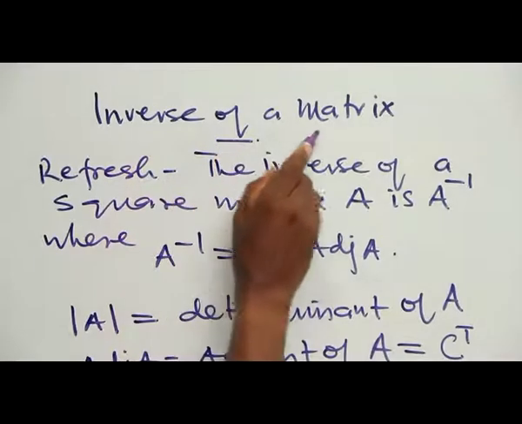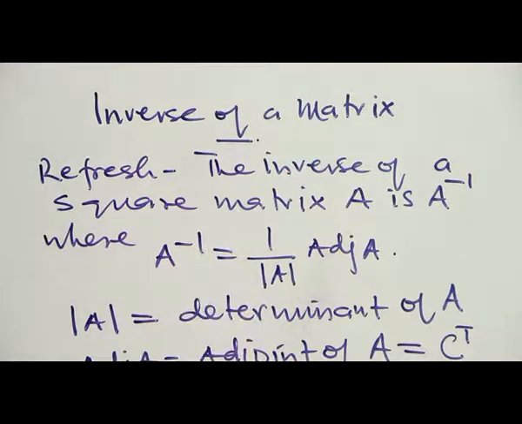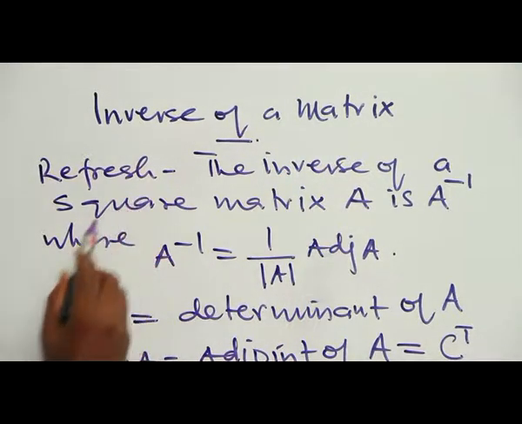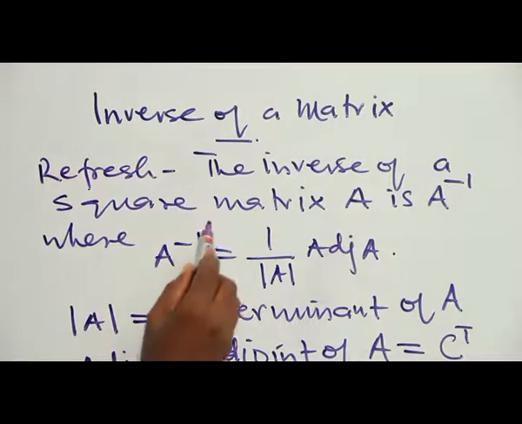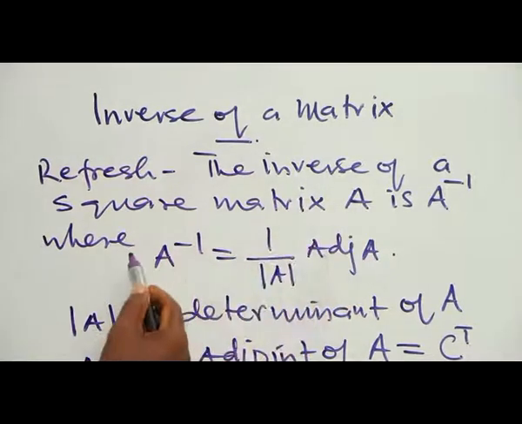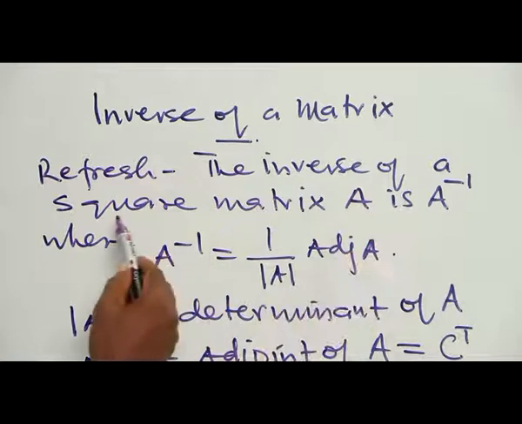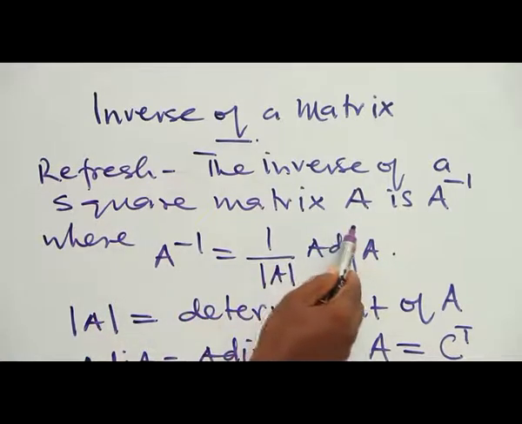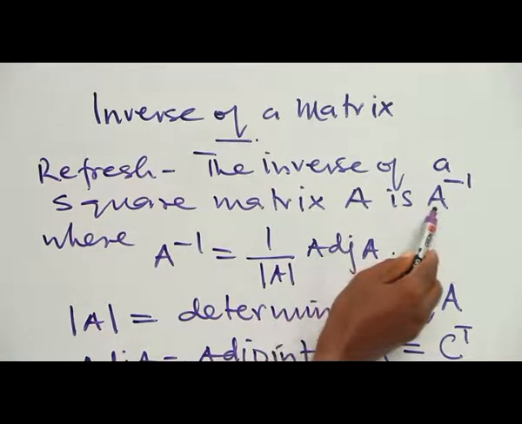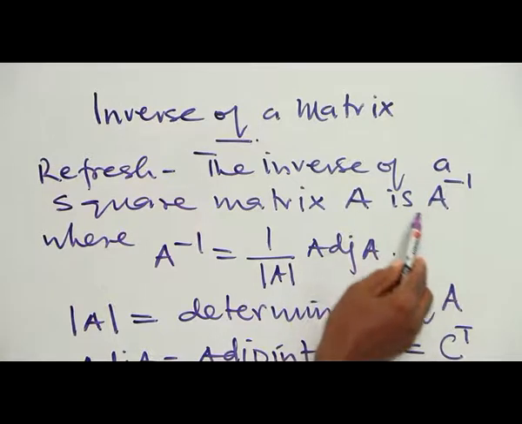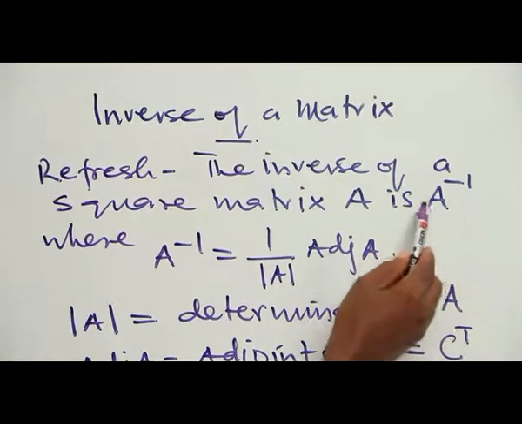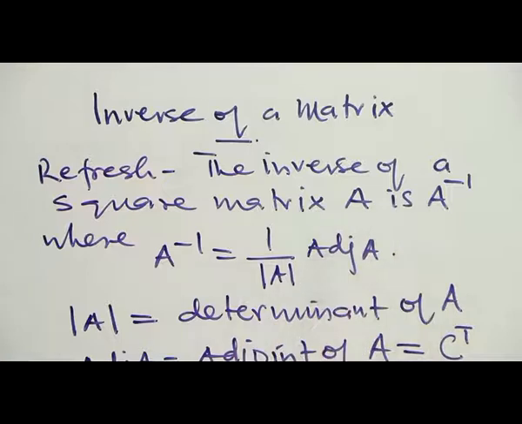Inverse of a matrix. Let us refresh. By inverse of a matrix, we are looking at the inverse of a square matrix A, and it is denoted A raised to power minus 1. This is pronounced inverse of A.